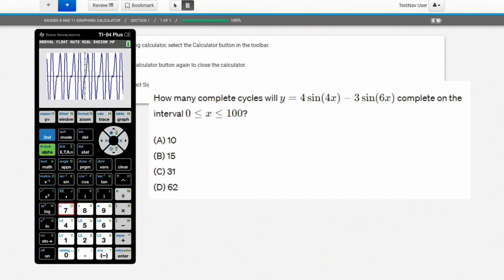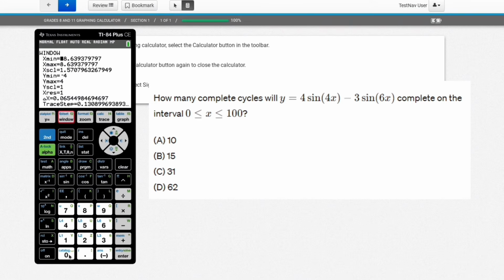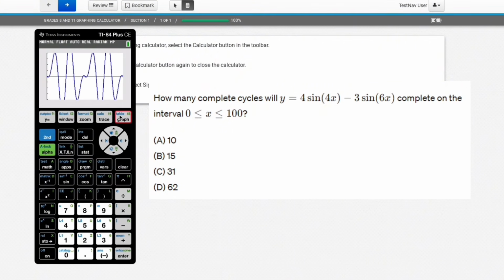Okay, I hated that. I hated that a lot. So why don't I not do that? And why don't I change the window from 0 to 2 pi, just to see what happens. Maybe that window is not good enough. A lot of what we're doing is seeing a window that works for us. That is much better.